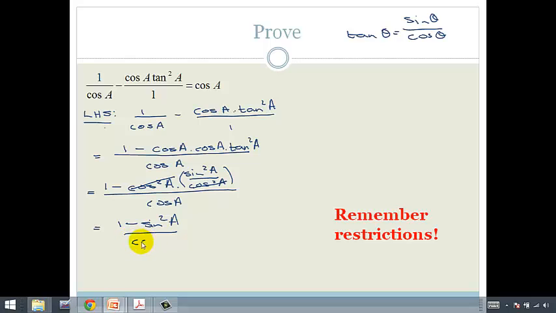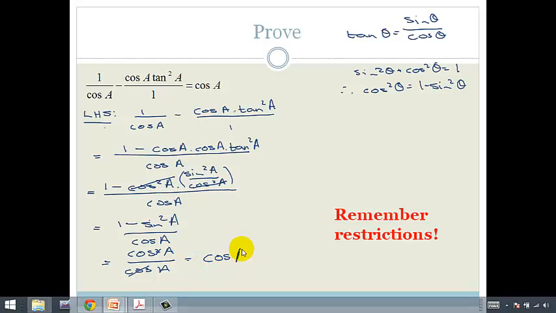all over cos A. And by now, grade 11s, you should start seeing the solution because we know that sine squared theta plus cos squared theta equals 1. Therefore, cos squared theta is equal to 1 minus sine squared theta. So therefore, we can say that this is cos squared A all over cos A. And then we can cancel that and that, and we're just left with cos A.